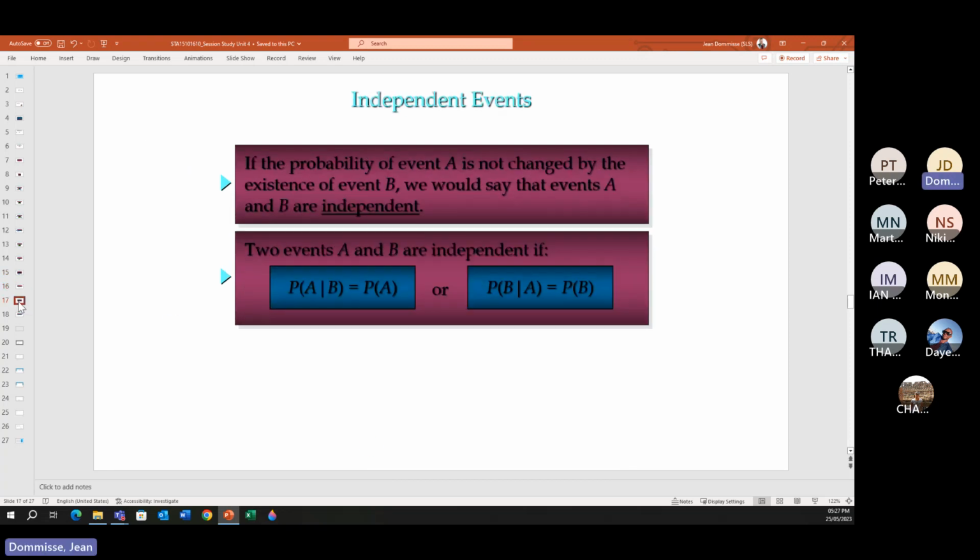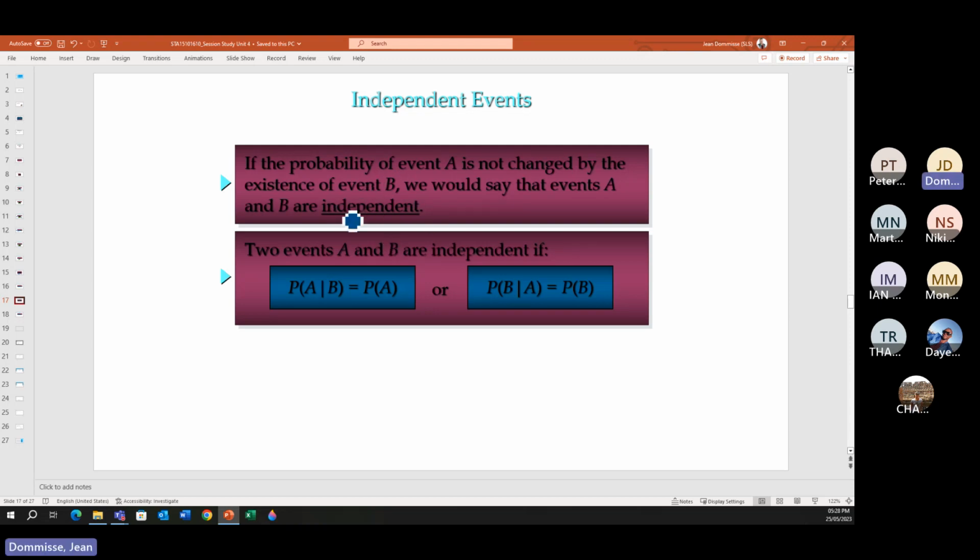That one I'll rather show in the other slide. Independent events. Also important just to look at this. So if a probability of event A is not changed by the existence of event B, we would say that events A and B are independent. So when something happens and it's not because of something else that happened, that is when it is independent.